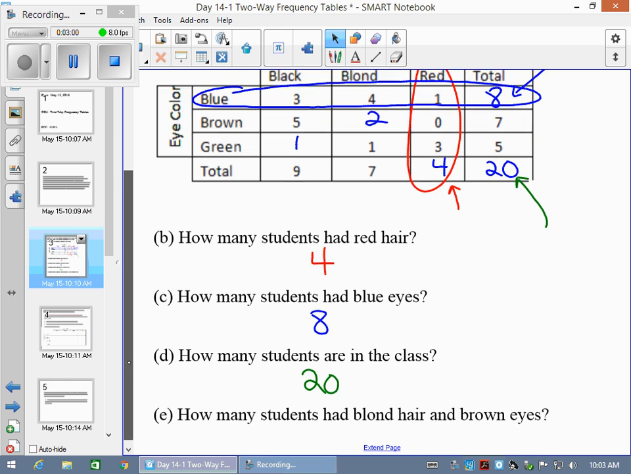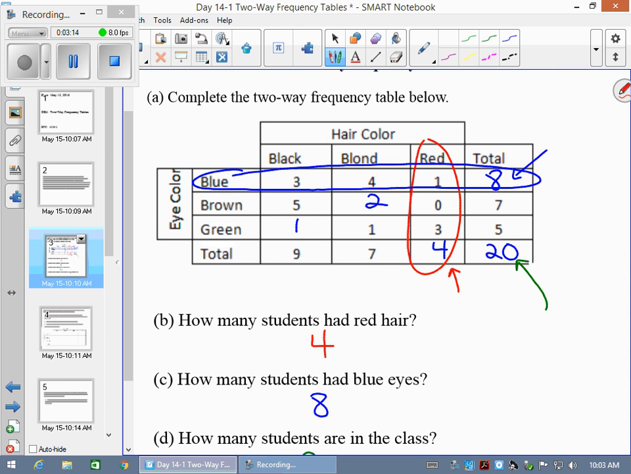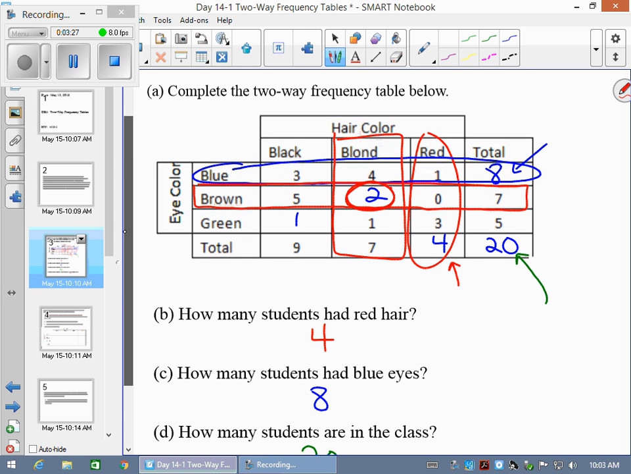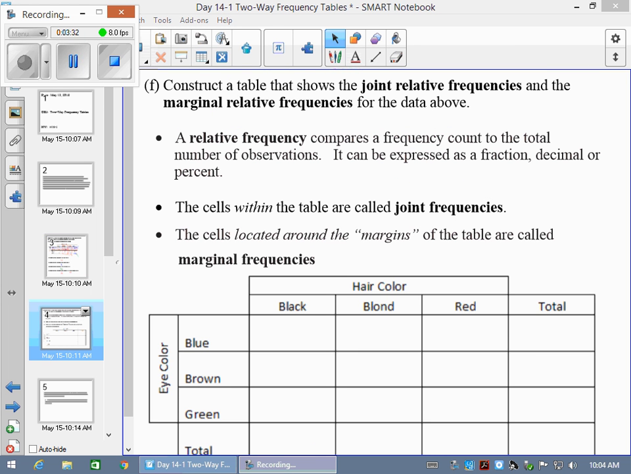And then the last question has 2 categories. It's asking how many students had blonde hair and brown eyes. So now we're talking about 2 things: blonde hair and brown eyes. Let me just come back up here. Blonde hair would be this category, and also having brown eyes, that would be from this row. So people that have both would be these 2 people. Okay, so that was a two-way frequency table.